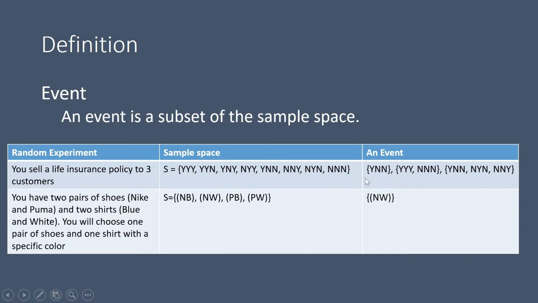This is an event wherein the first customer agrees to buy the life insurance, but the succeeding customers did not agree to buy the life insurance. This one would be the event when either all the customers agreed to buy the life insurance or all of them did not agree. Here, this is the event when two of the three customers did not agree to buy the life insurance. And so this one is one event. This is the event when you chose to go to school wearing Nike shoes and white shirt.